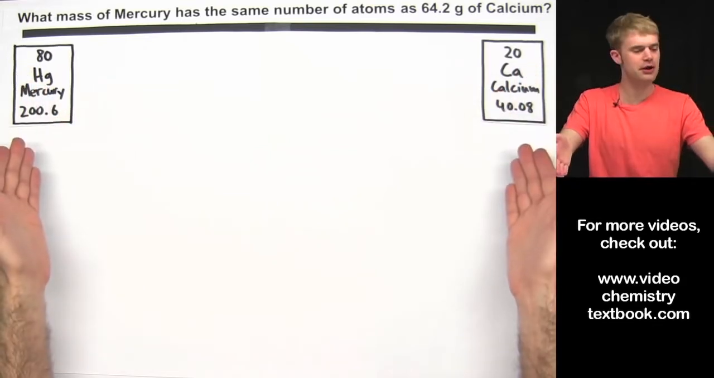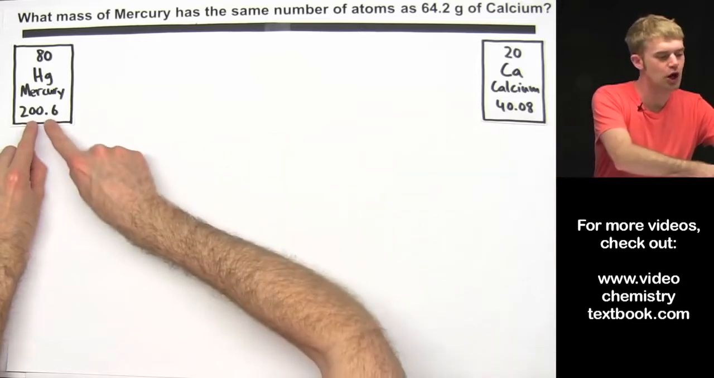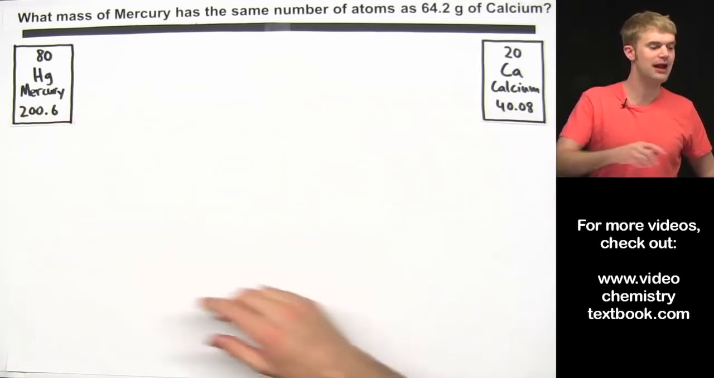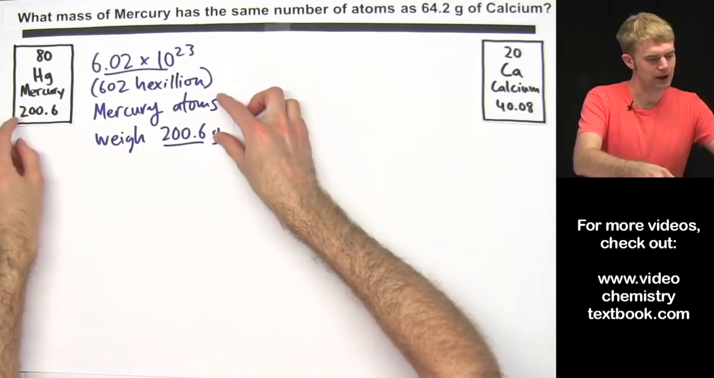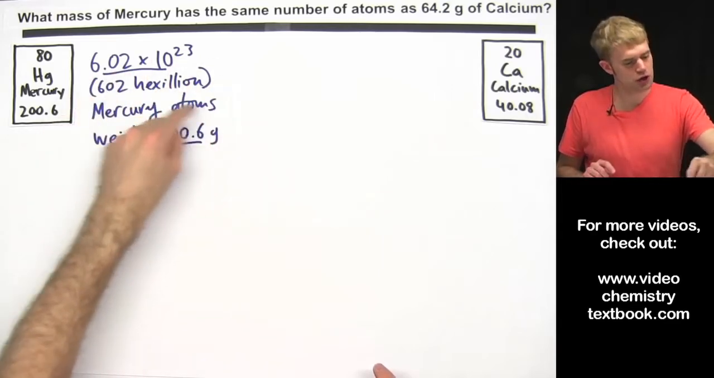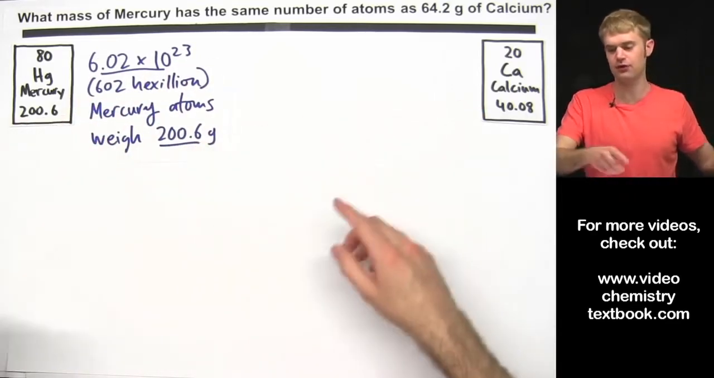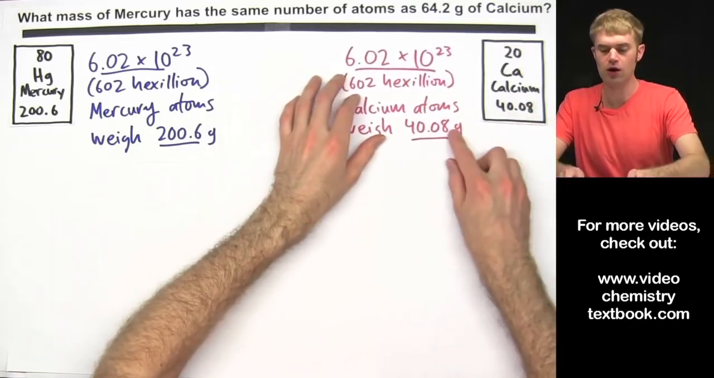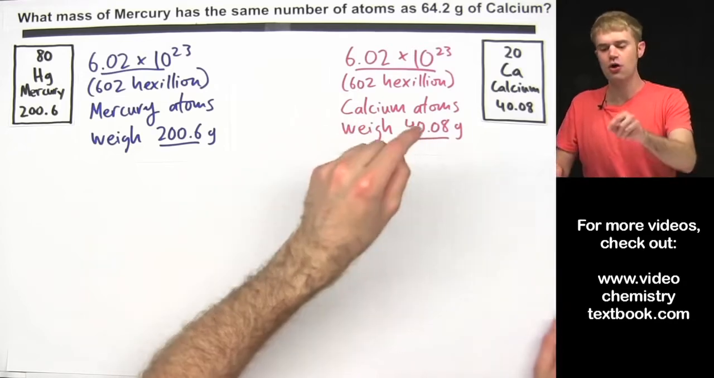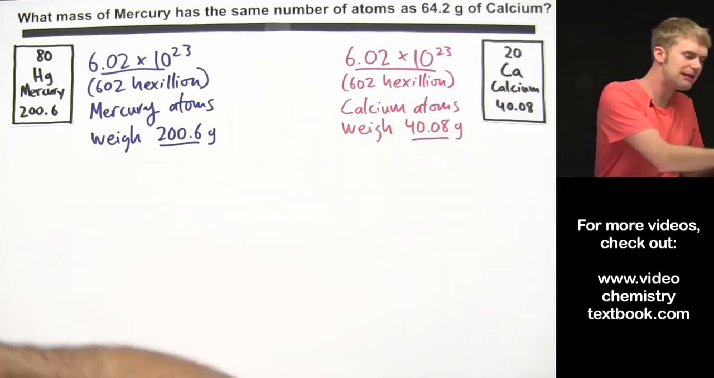We can look them up on the periodic table, and this number here, the molar mass, tells us how much a mole of each of these types of atoms would weigh. So mercury here, we know that 1 mole of mercury atoms, 602 hexillion mercury atoms, would weigh 200.6 grams. And for calcium here, 1 mole of calcium atoms, 602 hexillion calcium atoms, weighs 40.08 grams. Okay? So here's the main point.